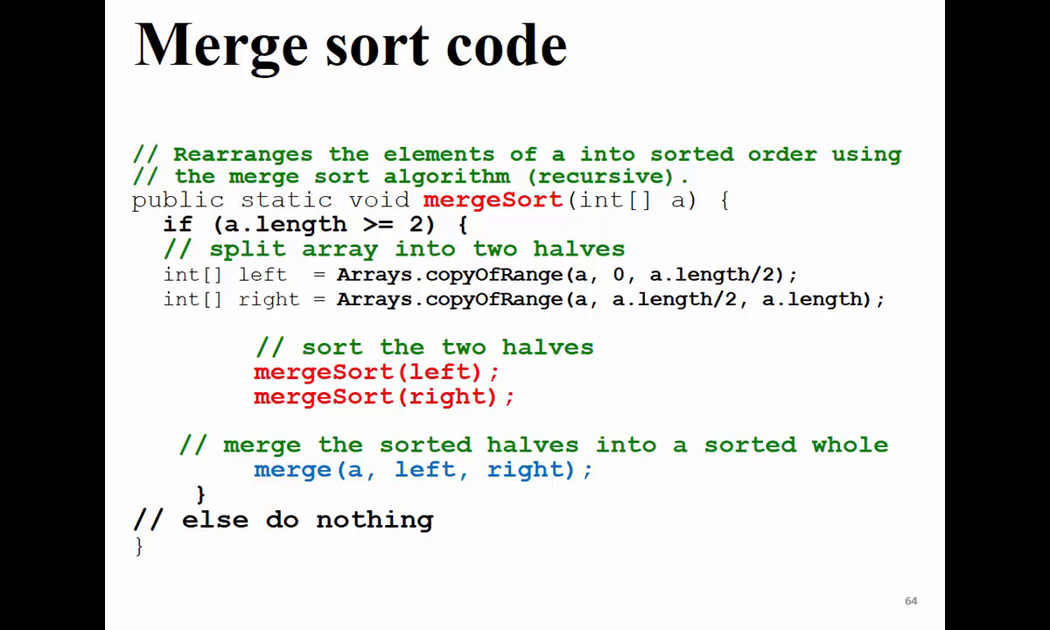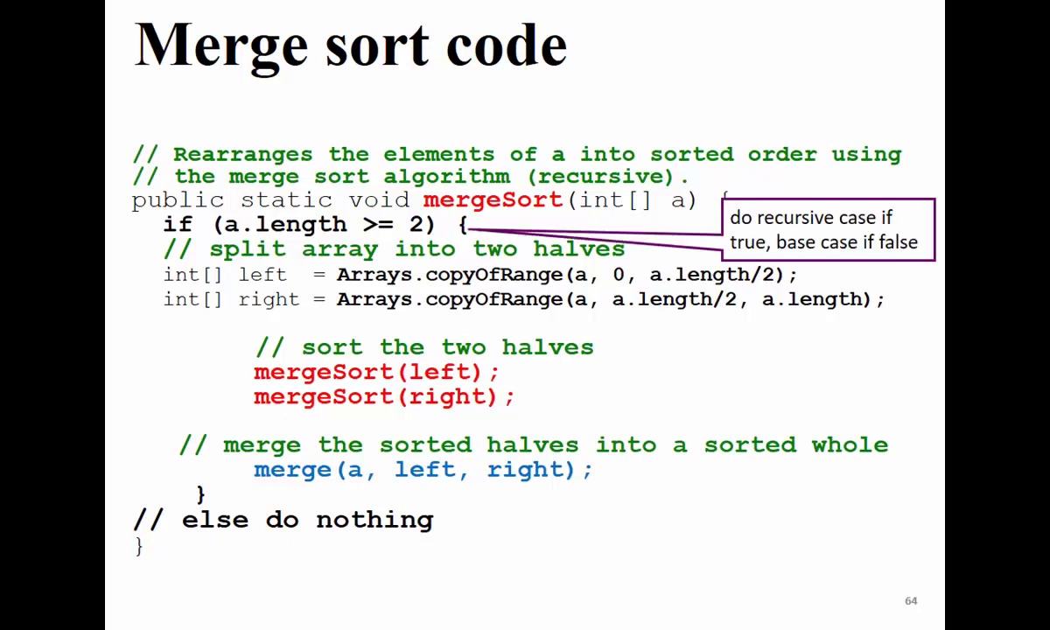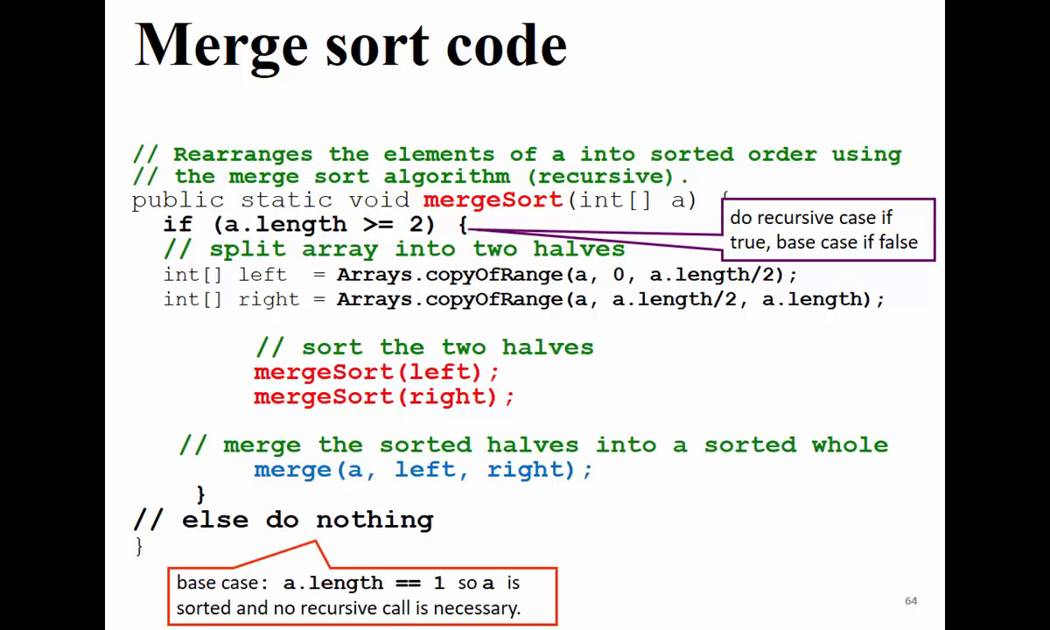You just take the array, divide it into half, then you call the merge sort for the first half, then the merge sort for the second half. Then after you did this, you have to merge them together. Here there is no recursion. That's the base case. If the a.length is equal to 1, it is not necessary to do any recursive calls.